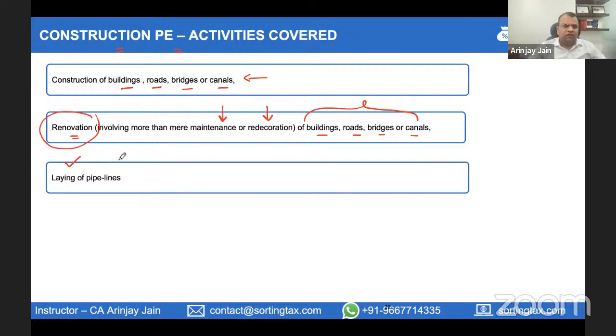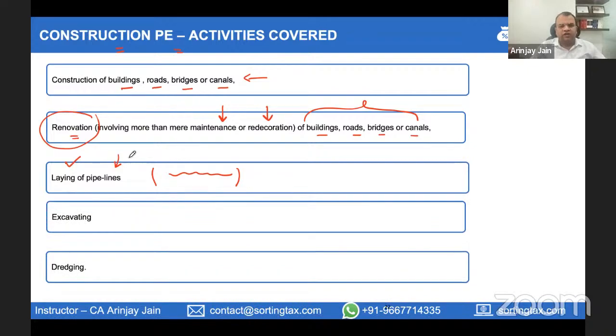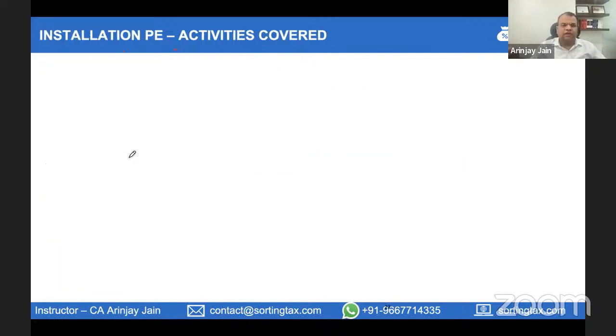Although if the pipelines are just there, just passing through a particular country, then these can also get covered into preparatory or auxiliary activity. But the activity of construction of pipeline by itself can result into a construction PE. Excavating activities can get covered under construction, and dredging can also get covered.